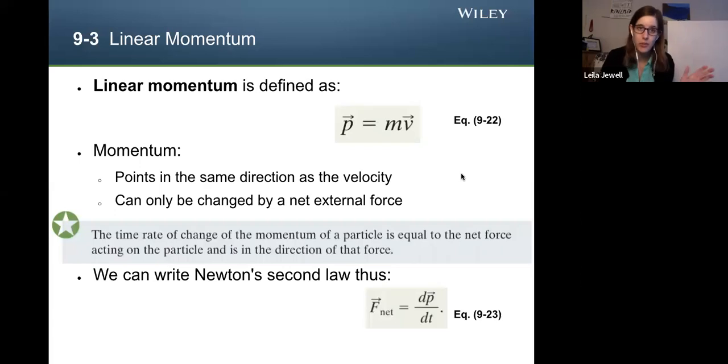Unlike with energy, where we're like, direction, whatever, it's just speed. Here, this is velocity again, and our momentum is pointing in the same direction as the velocity. Mass is always going to be positive, so the momentum will always have the exact same direction as the velocity.